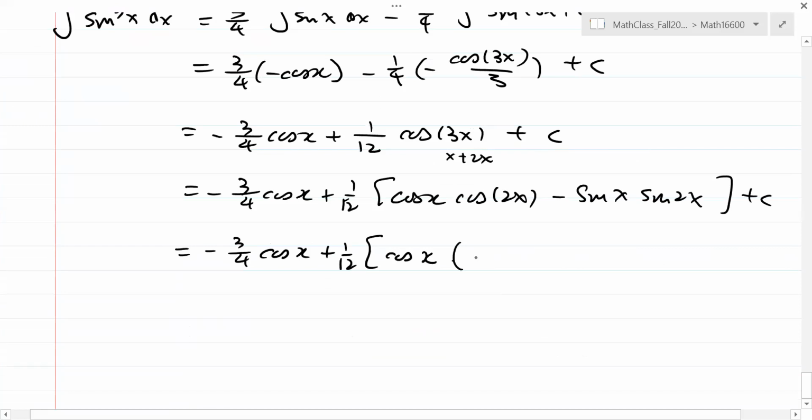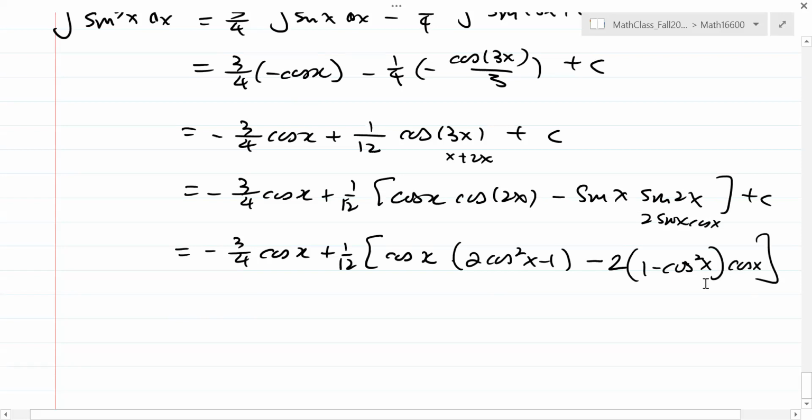Right, so it's twice cosine square x minus 1, right? Everything's here. And then this will be 2 sine x cosine x. So I have a 2 here. Sine x cosine x is going to be 1 minus cosine square x and the cosine x. Wow, now you only see cosine x there, right? You only see cosine x again. After you simplify it, I'm pretty sure you will only get two terms, either cosine cube x and or cosine x, okay?